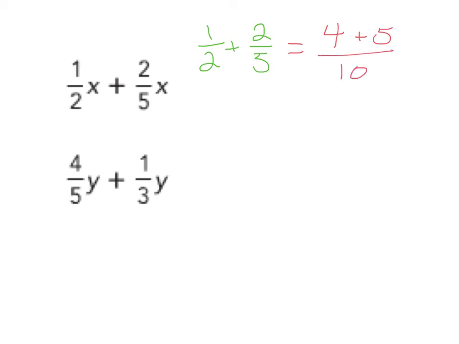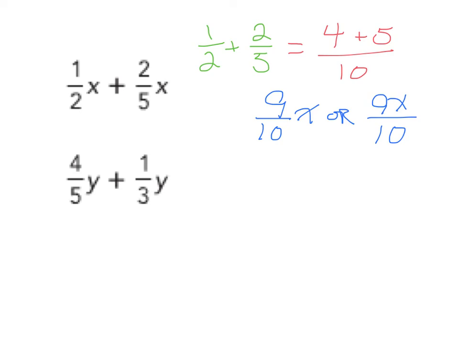So we will do now our numerators. 4 plus 5 is 9. And so that is 9/10 x. Or another way you could have it is 9x over 10. Either one would be correct.